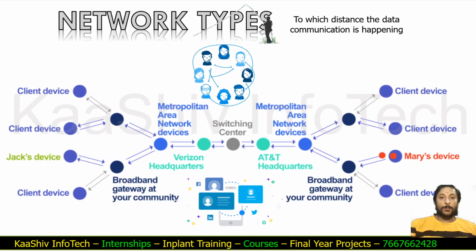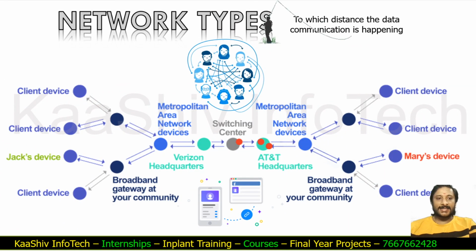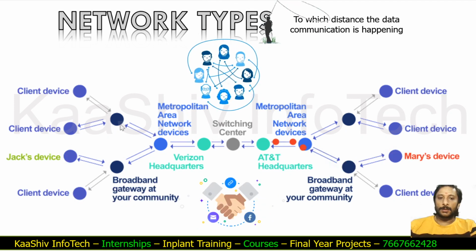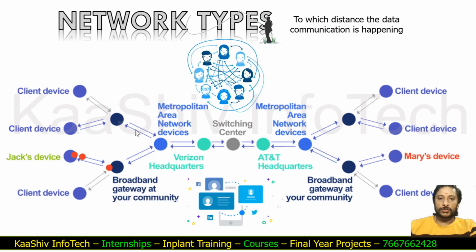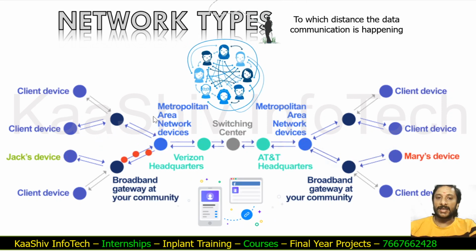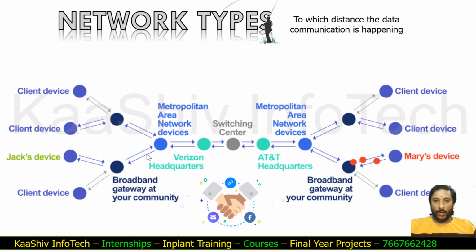Let's talk about the network types further. As I told you, I've got the computers here. This is my office, and it is connected to the metropolitan area network. So I'm communicating with one of my friends.